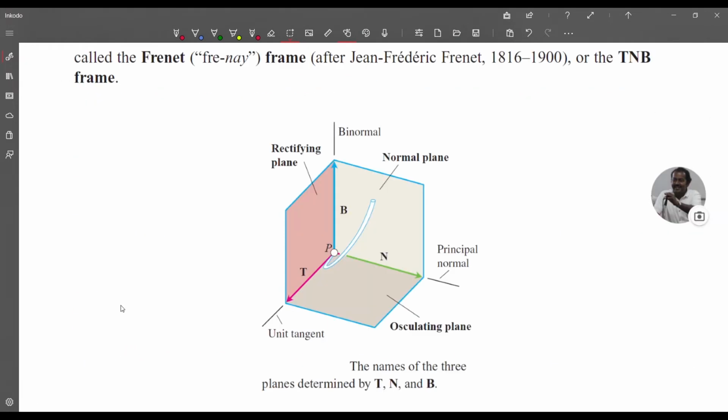Now at each point P on the curve R of t, these three vectors T, N and B define three planes. The plane generated by T and B is called the rectifying plane. The plane determined by B and N is called the normal plane. And the plane determined by T and N is called the osculating plane.